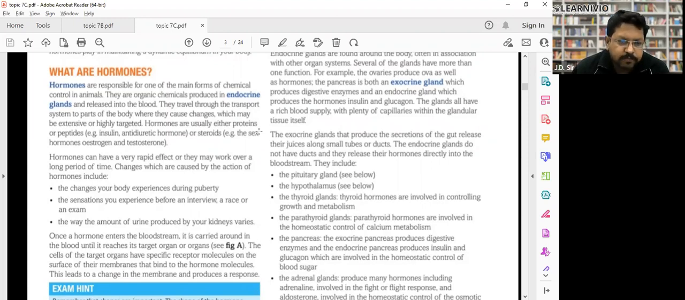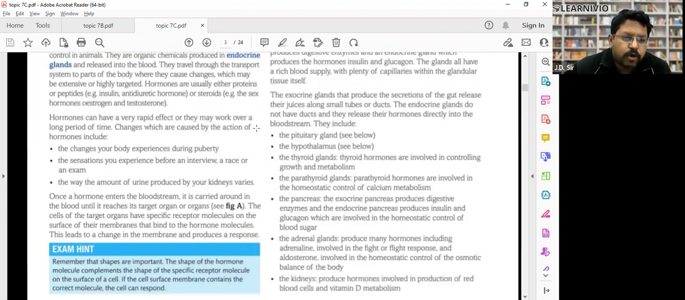Hormones can have a very rapid effect, or they can work over a long period of time. The changes which the hormones cause include many actions: the changes your body experiences during puberty, the sensation you experience before an interview, race or exam, and the amount of urine produced by your kidney, which varies. These are all controlled by hormones. There are a number of things which are controlled.